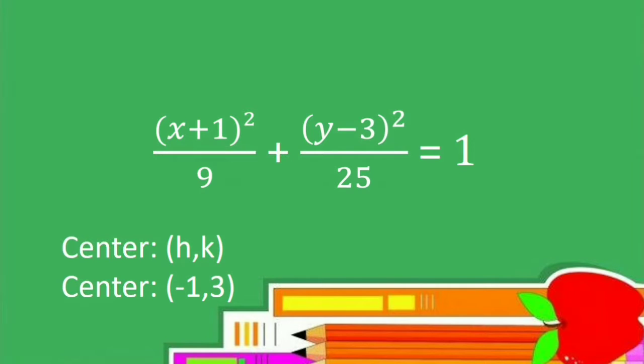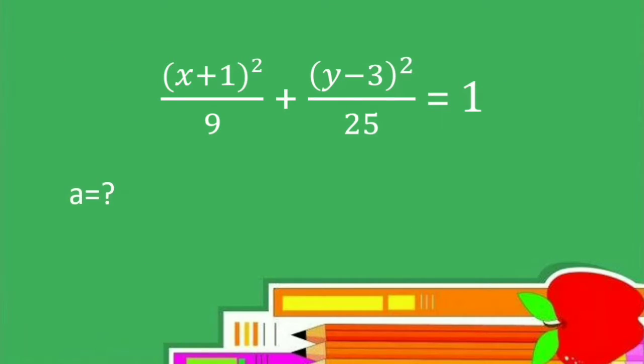First, we must find the value of the center. So we got the center negative 1, 3, and the given is positive 1 and negative 3. We changed the sign of the positive 1 so it becomes negative 1, and the sign of the negative 3 becomes positive 3.